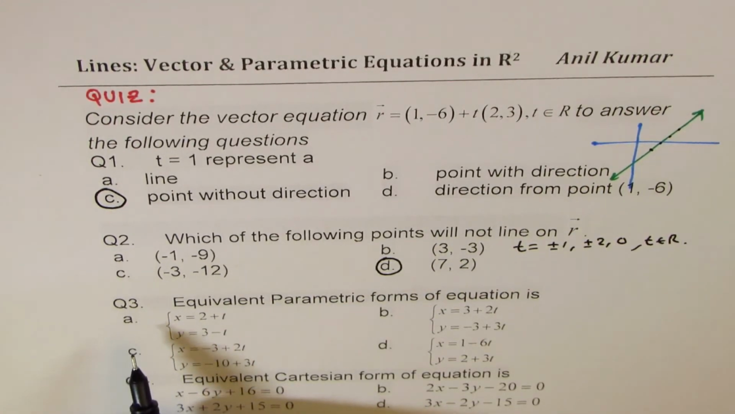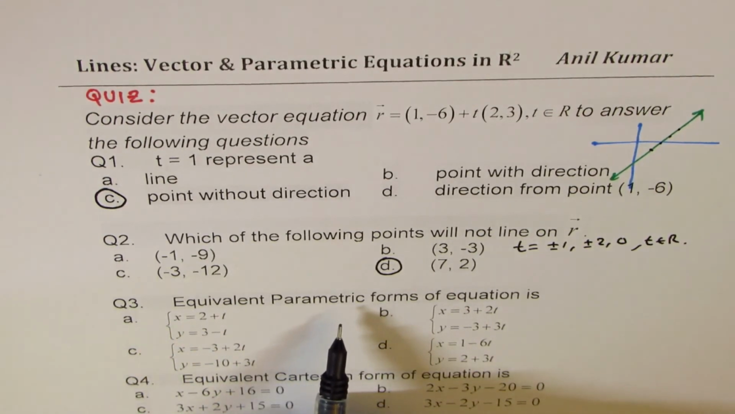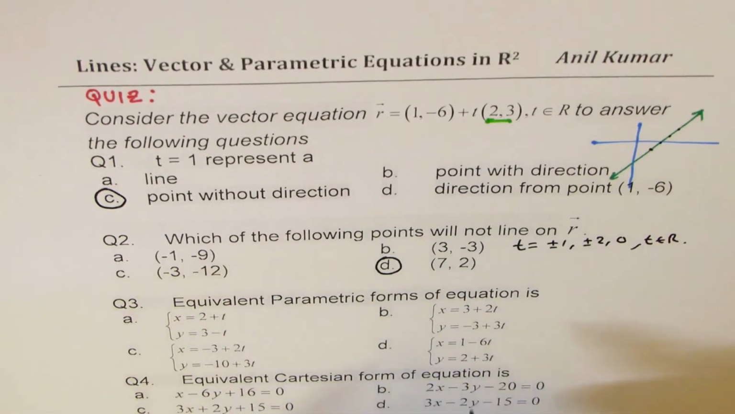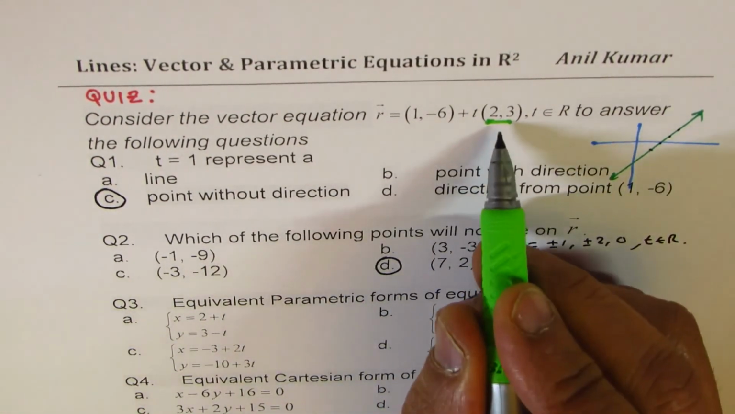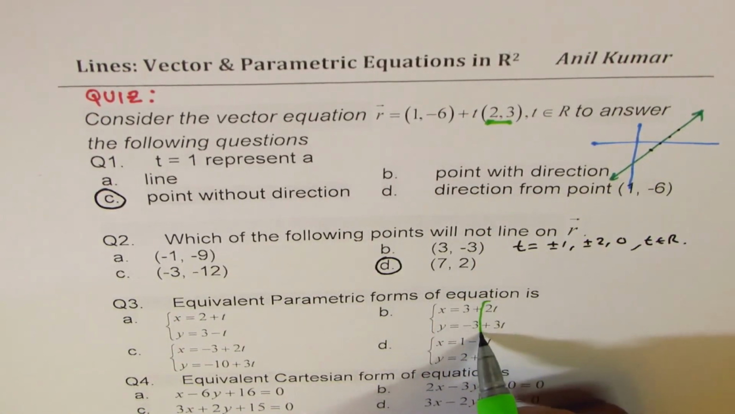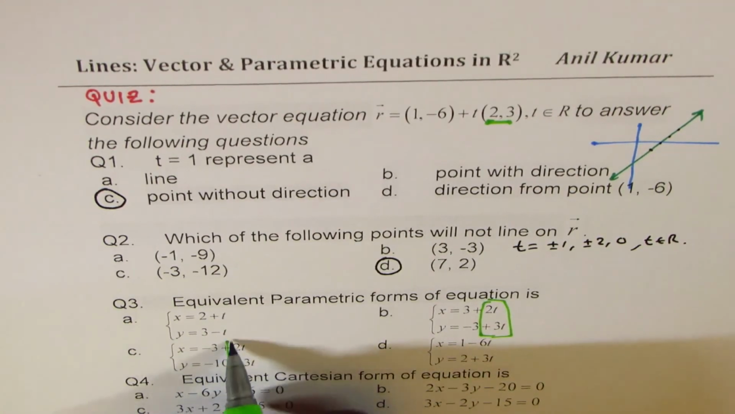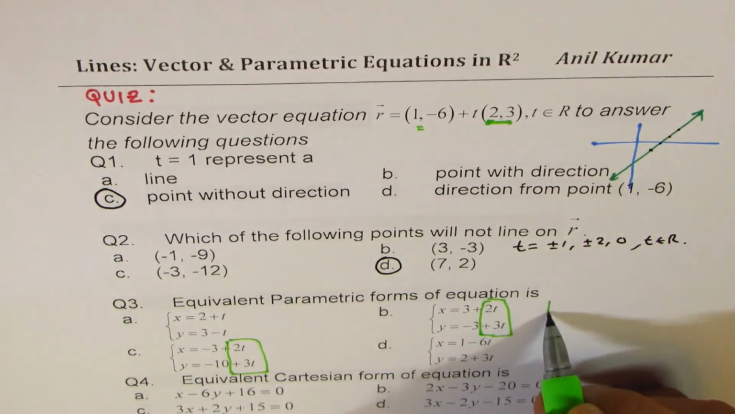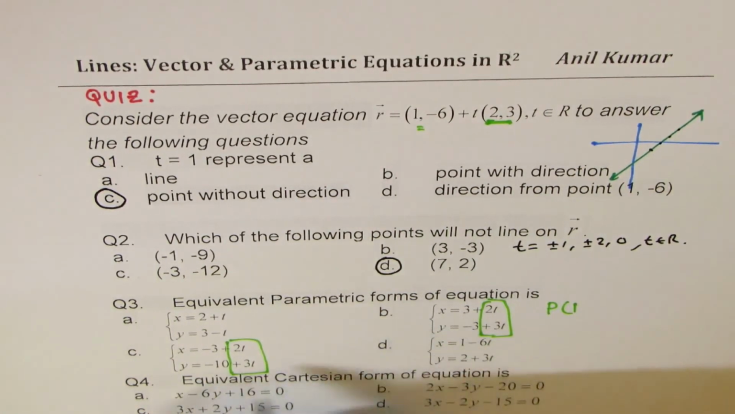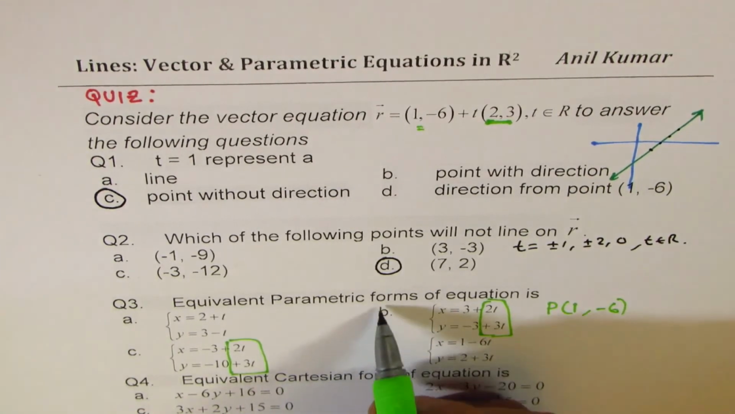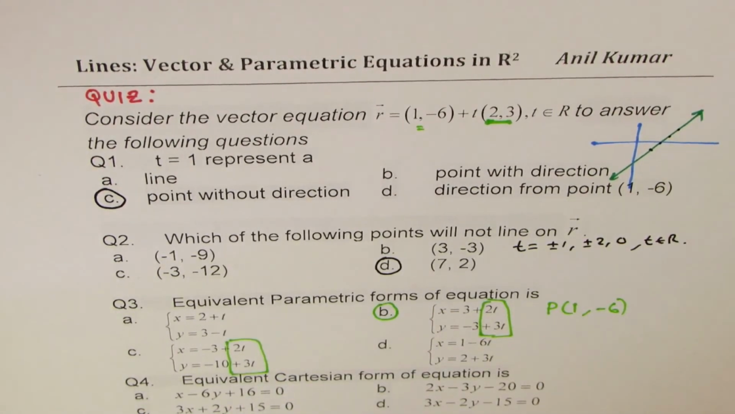Question number 3. In question number 3, we have to find the parametric equation. Since we know that the direction is (2, 3), the direction could be a scalar multiple of (2, 3), right? So here only values which matched were these two. Now the idea is to check where is this point. Does it lie on that line or this line, right?